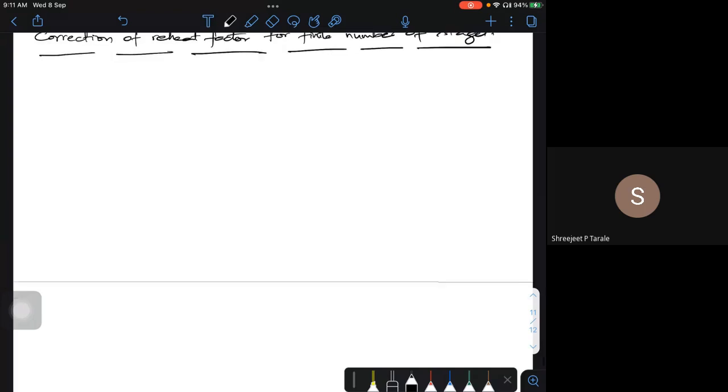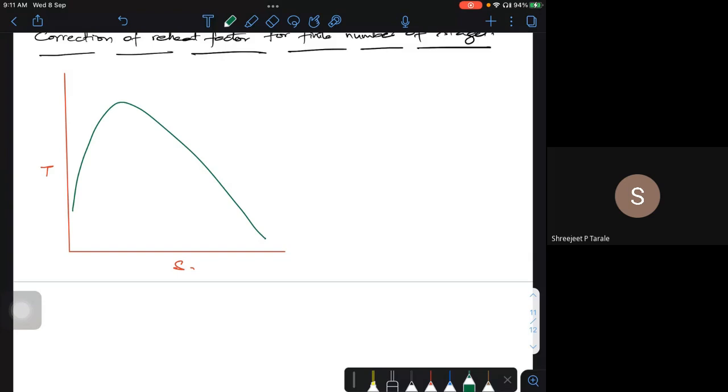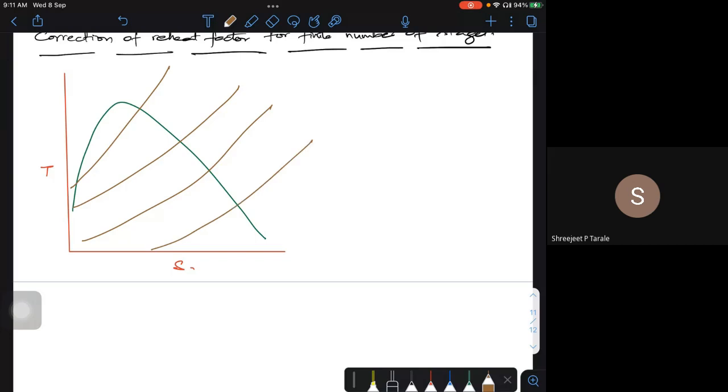Now let's try to draw the TS diagram for it. So the TS diagram is something like this. Most of the things are shown on either a TS diagram or an HS diagram. So I have my TS diagram with a dome. The dome is something like this, and I want to draw the constant pressure lines. So the pressure lines are going like this, which are diverging. I just want to show some 2 or 3 stages. You can go with either 2 or 3 stages.